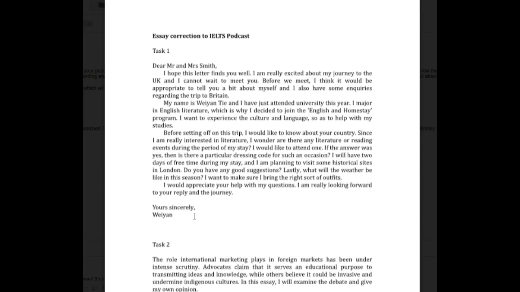Why? Because you don't know Mr. and Mrs. Smith. You've never met them before. You're going to meet them. Therefore, in my opinion, this letter should be more formal. A lot of people write it in a neutral style, which is what you've done, and it's not entirely wrong. I can understand why somebody would write it in a neutral style. But as I said, because you've never met these people before, you don't know them, and this is your first contact with them, it's my opinion that you should probably be more formal.